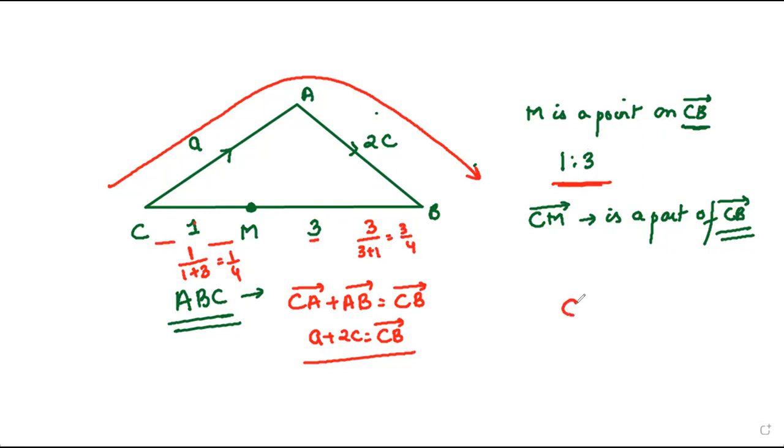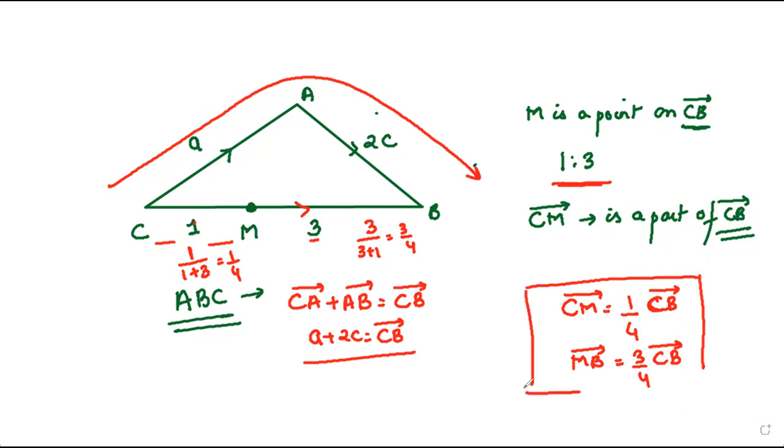So I can say vector C to M is 1/4 of which? The whole C to B. This is how we can convert a ratio into a fraction or a proportion. If a ratio is given and I want to know how many parts of something this is, this is a way by which you can convert it. Similarly, vector M to B will be 3 by 4th of the whole big C to B. Let me know, is this part clear to all of you or not? Just write yes or no in the chat section. Be quick.